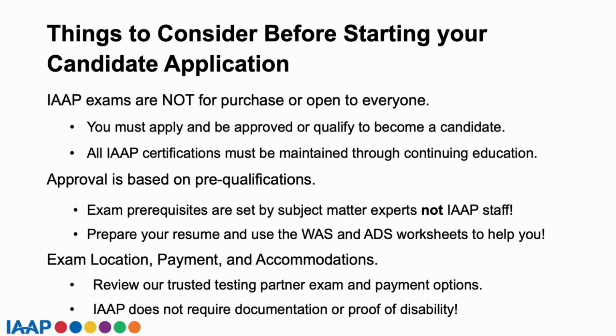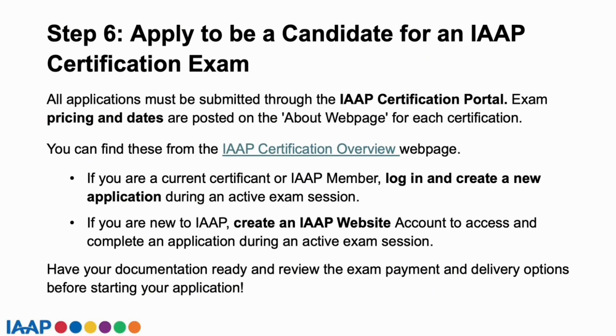If you need exam accommodations, make sure you include them in your application. We do not require documentation or proof of disability to grant accommodations. All applications must be submitted through the IAAP certification portal. During an active exam session, applications can be accessed on the Apply for Certification page on the IAAP portal. If you are approved as a candidate, you are expected to pay, schedule, and take the exam within the same session. If you are a current IAAP certificant or IAAP member, log in and create a new application.